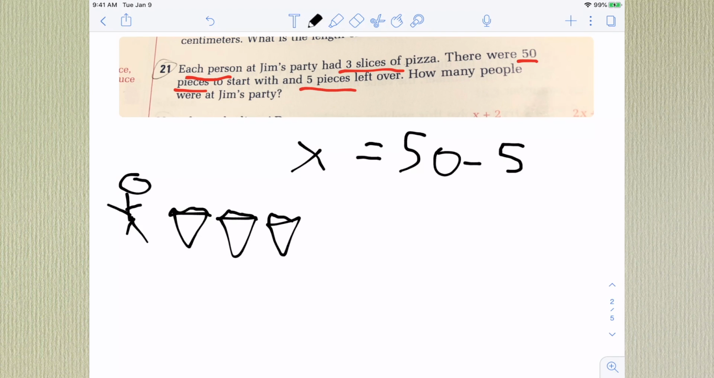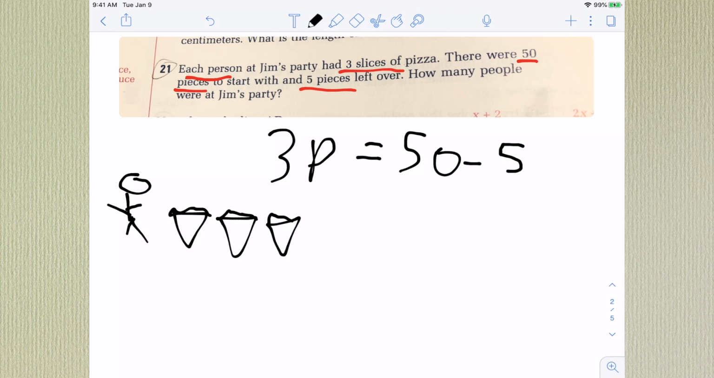So essentially, if each person eats 3 pieces, if we make p the number of people, so actually let's get rid of this x, let's make it p to be more clear. And each one eats 3 pieces, then we get 3p equals 50 minus 5. Because if p is the number of people and there's 3 times as many slices as people, then that would be 3p. That's how we set up the problem.